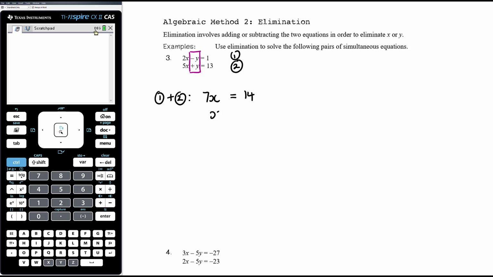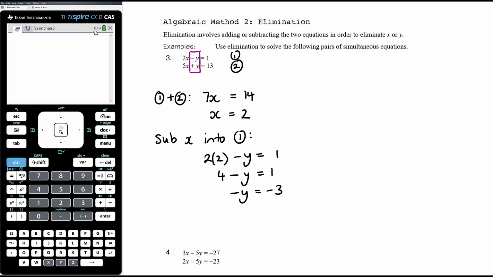7x equals 14, and so therefore x equals 2, dividing both sides by 7. And then we can substitute x back into either equation 1 or equation 2. There's not an obvious choice here. I like equation 1, it's got smaller numbers in it, so I'm going to substitute it into equation 1. So I've got 2 times x, which is 2 times 2, take away y equals 1. So 4 minus y equals 1. Subtracting 4 from both sides, negative y equals negative 3. Multiplying both sides by negative 1, y equals 3. And so therefore our solution is x equals 2, y equals 3.